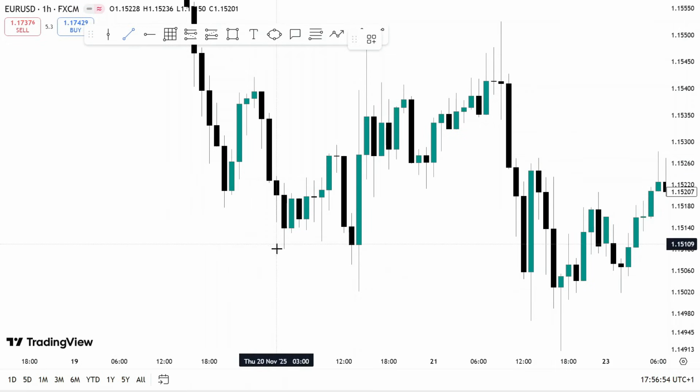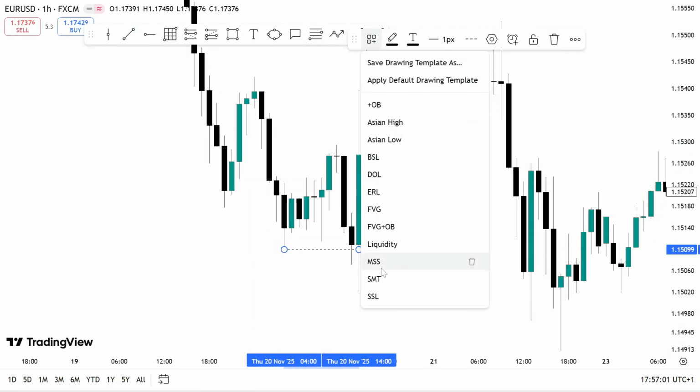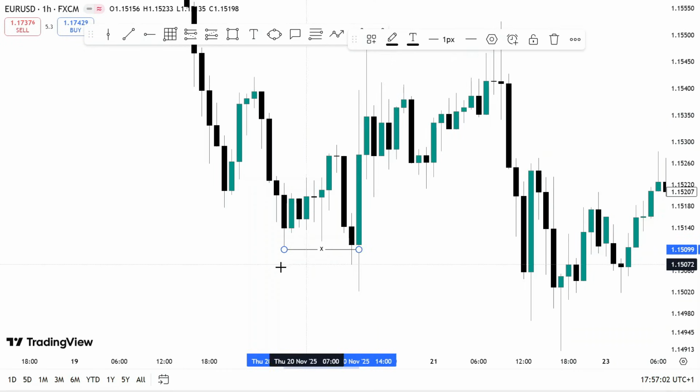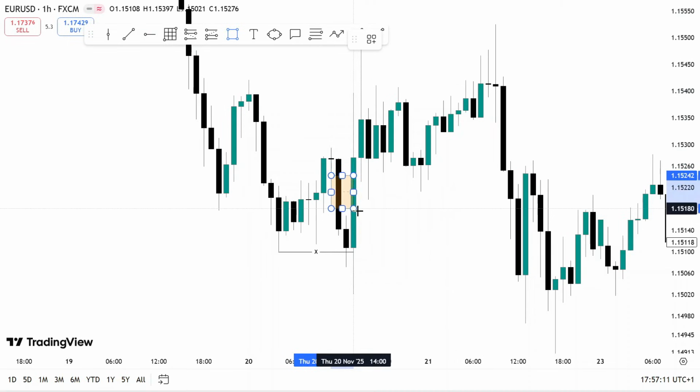Now let's look at a bullish example of this entry model. First, we get a liquidity sweep. Price takes out this low. After that, we can clearly see a bearish fair value gap and a bullish fair value gap overlapping each other.